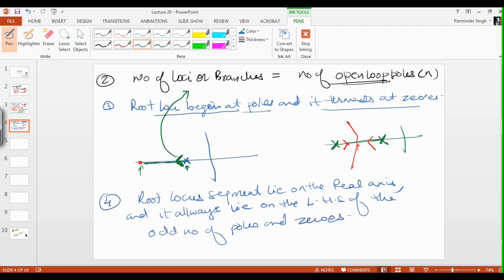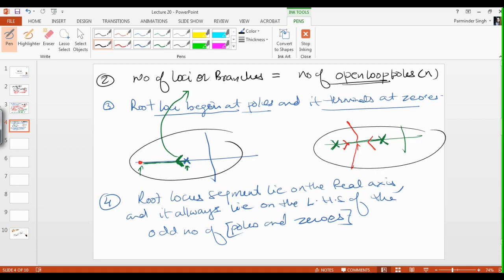Odd number of poles and zeros, that means collectively the number should be odd. Now what is this root locus segment? If you see in this figure, or in this figure, I've marked something, highlighted a real axis over here, this thing and this thing. So what is this? This is basically the root locus segment.